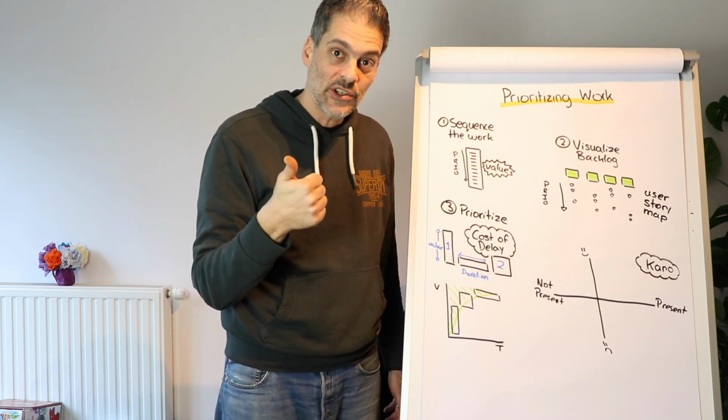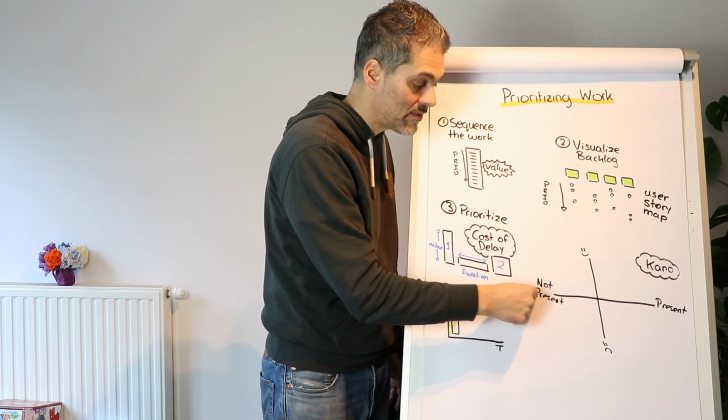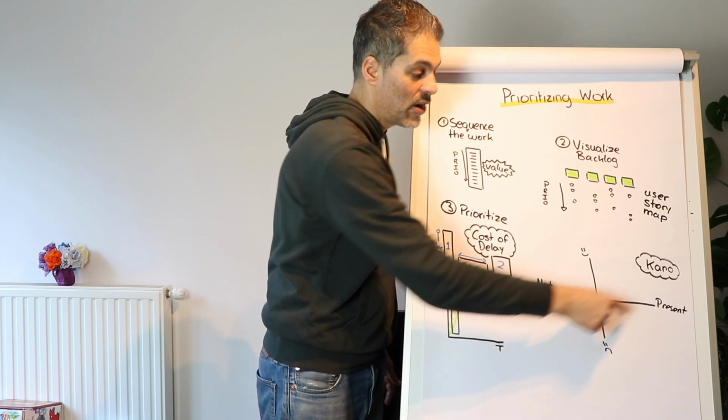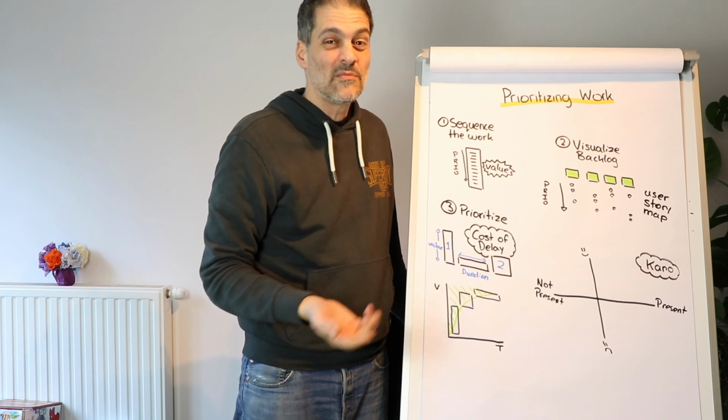Because the first kind of feature you can have are features that if they're not present, and that's the left side of the graph, people are unhappy. If they are present though, and that's the right side of the graph, they don't really care. It doesn't move the needle for them.